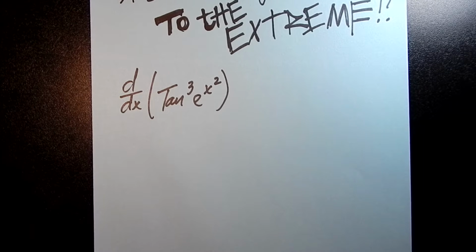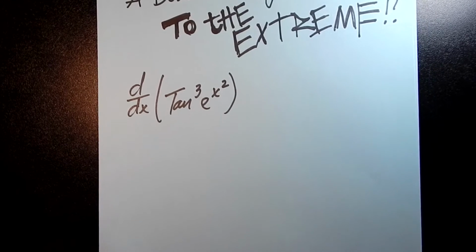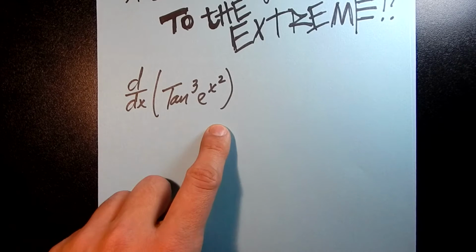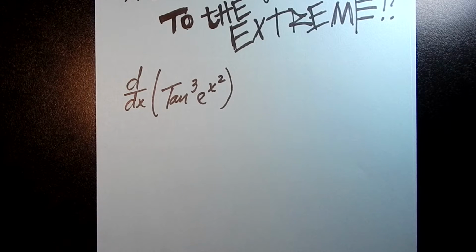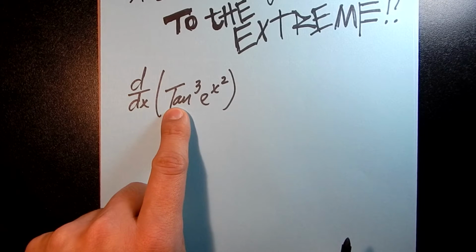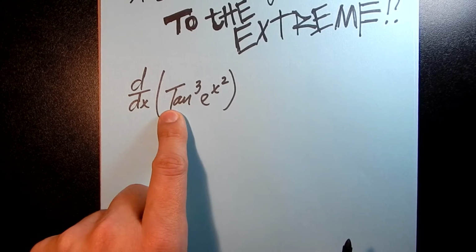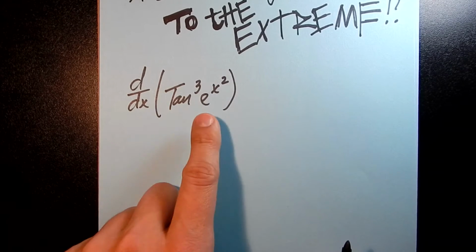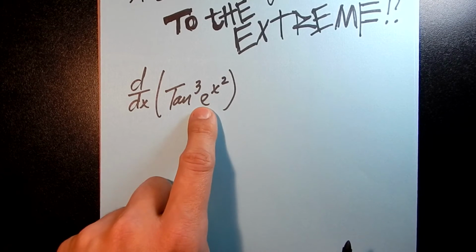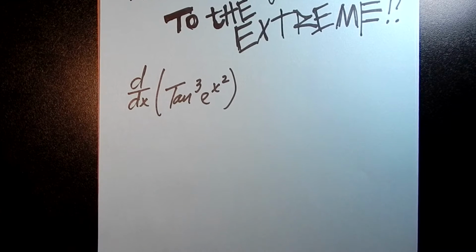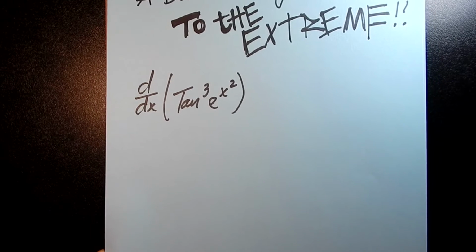Our strategy for tackling this derivative is that we have to think about a lot of different things. We're going to work our way from the outside basically to the inside. So we're going to start with tangent, and then we're going to work our way to the e part, and then we're going to work our way to the x squared part. So there's a whole bunch of stuff to take a look at here.